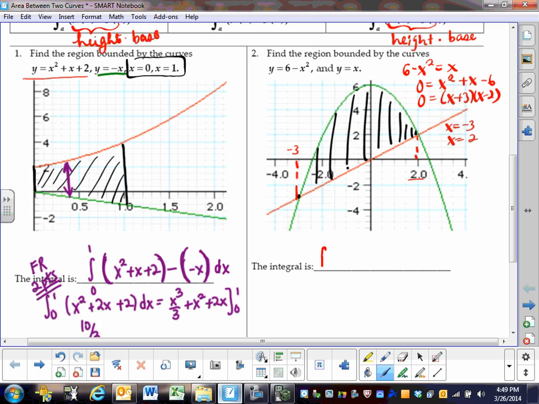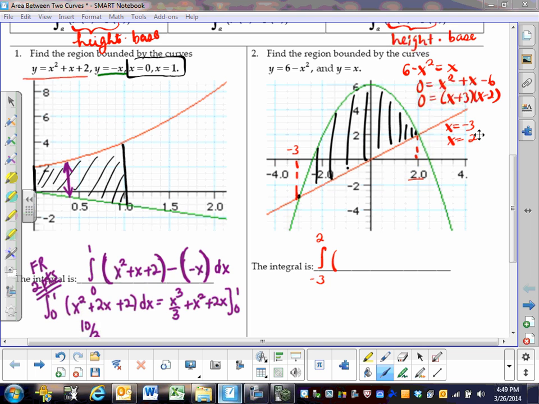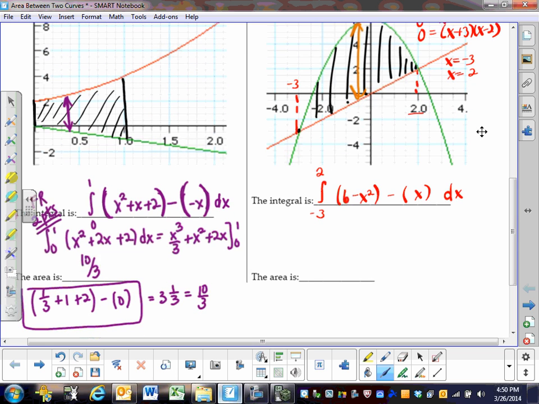So my integral for the area is the base starts at negative 3 and ends at 2. The height is the difference between these two curves. So the height is determined by, I'm going to start off here, the upside down parabola minus the line x dx. So we have the height, the difference in the y values, times the base.